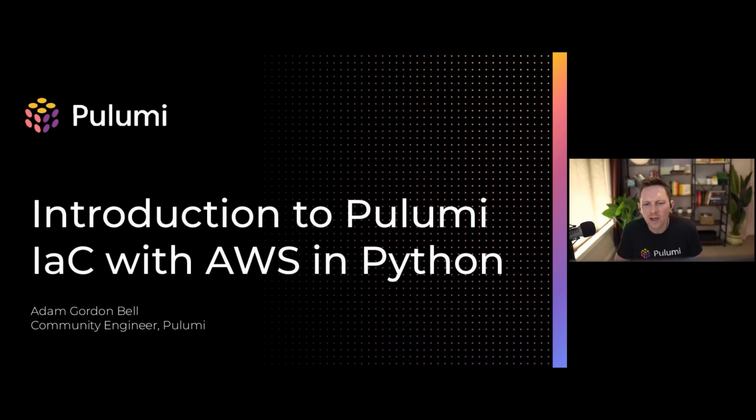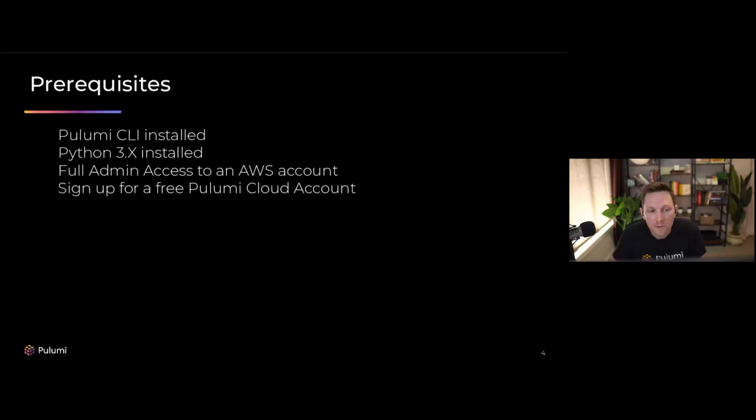Welcome to an introduction to Pulumi IaC with AWS in Python. So prerequisites, you need to have Pulumi installed. You need to have Python 3. I think I have 3.13. Any Python 3 should work, I believe. You need to have access to an AWS account, and you need to sign up for a free Pulumi Cloud account.